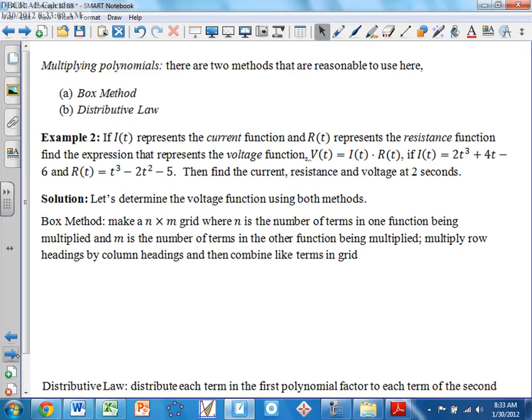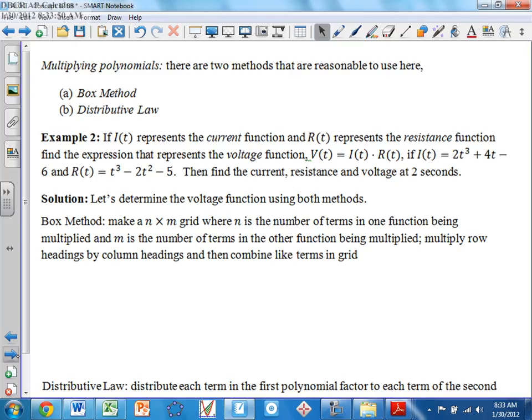If I of t, now I'm going to give you the definition of I of t. If I of t is equal to 2t cubed plus 4t minus 6, and R of t is equivalent to t cubed minus 2t squared minus 5. That's the end of your first sentence. There were commas in there that I didn't dictate. Misplaced modifier.